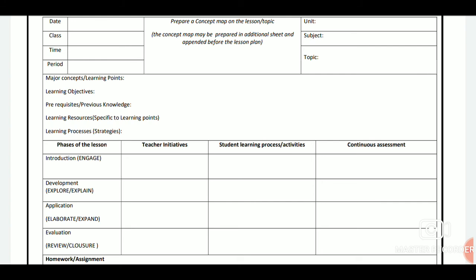So most of the time in the format also we can see that the teacher's initiative column is shorter in width than the students' learning process, because in a constructivist classroom the teacher only facilitates the class while the learners actively take part and perform all the activities, and they are not just passive listeners, they are active participants in the teaching learning process. So while planning the lesson plan we need to keep that in mind, and accordingly we need to write the columns. So that's all about lesson planning.